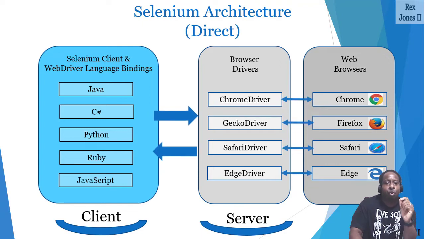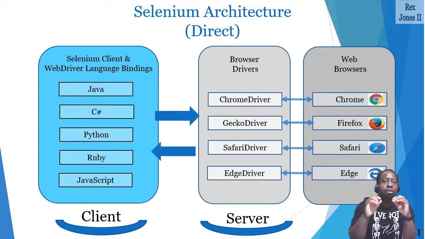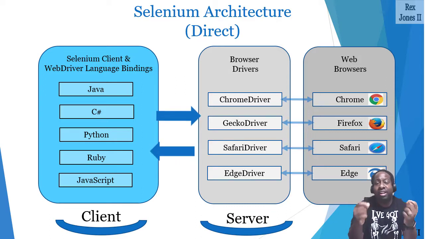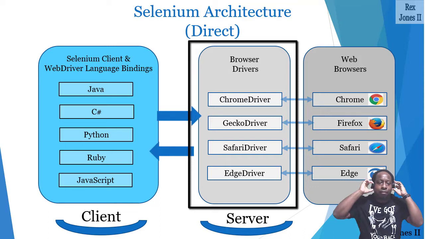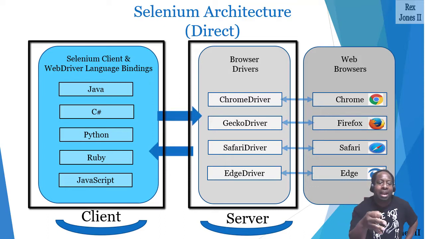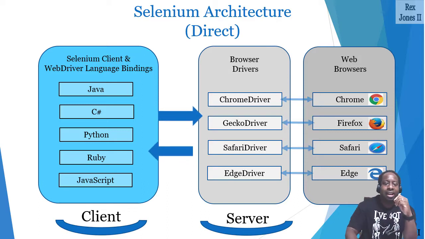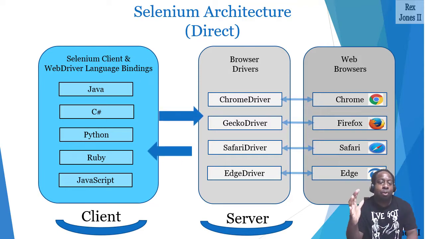With Selenium 4, the JSON wire protocol has been removed from the new architecture. Now there is direct communication between the browser drivers and Selenium client WebDriver language bindings. The first component has 2 parts combined into one. Selenium client is a separate part and WebDriver language bindings is a different part.